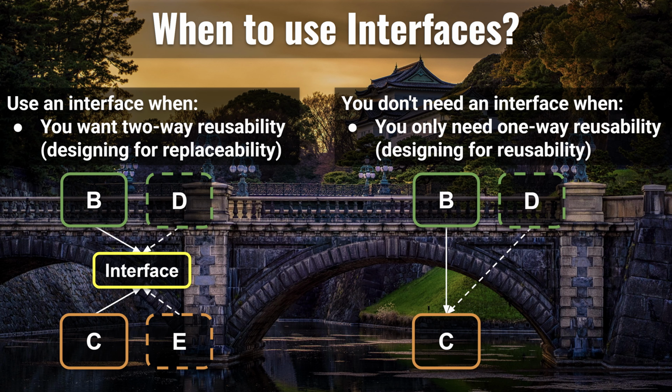If, however, I am only designing for one-way reusability, I tend not to use an interface. In the example on the right, B does not need to be able to replace C, so B can just reference C directly. C can still be reused from D, even if C does not implement any interface.